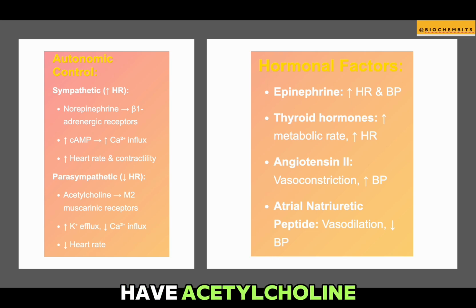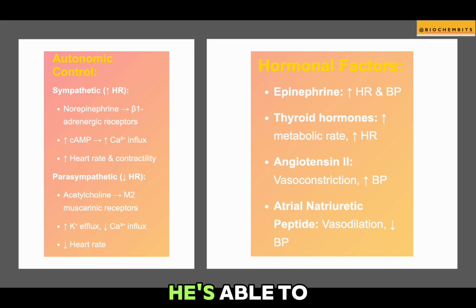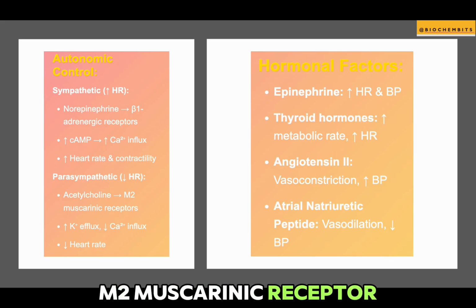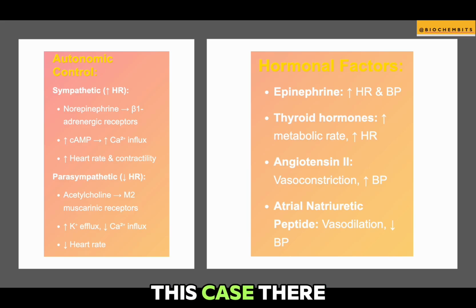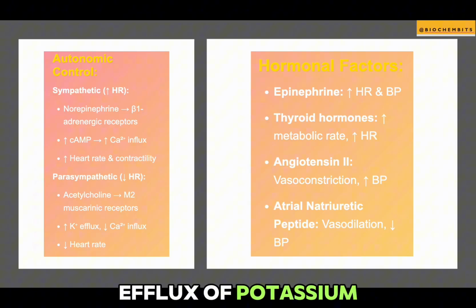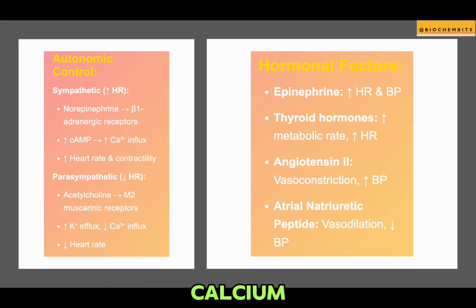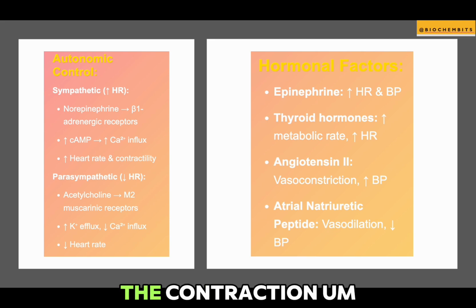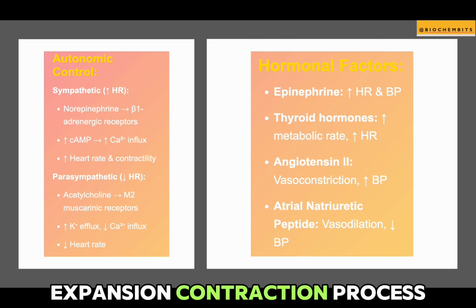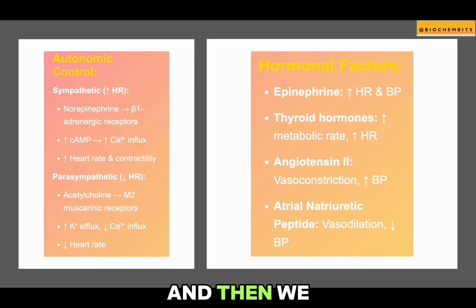In this case, acetylcholine, an excitatory neurotransmitter from the vagus nerve, is able to bind to the M2 muscarinic receptor that is present on the surface of the cell, and then there is a decrease in the cyclic AMP, which is in opposition to the sympathetic nervous system, where there is an increase in the cyclic AMP, and this is because the adenylate cyclase is deactivated. And instead of an influx of calcium, there is an efflux of potassium, which then obstructs the influx of calcium. In this case, there is a slowed heart rate. This slows down the contraction, expansion, contraction process, and then we have this regulation.